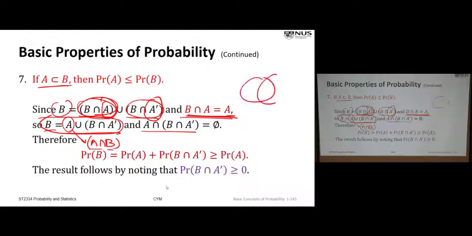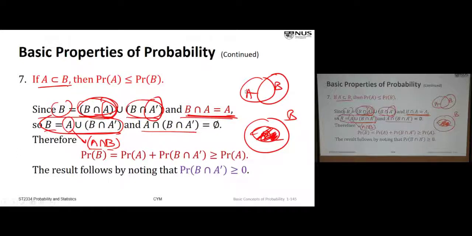This is A. This is B. Oh, sorry, maybe I should write it later. This is B. A is a subset of B. So A at most, this is A. A may be as big as B. So obviously, A intersect B is this part only. So that's why it's equal to A.